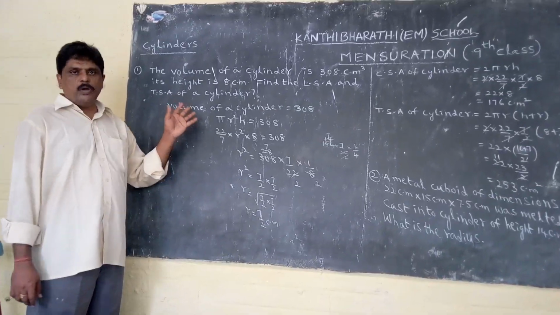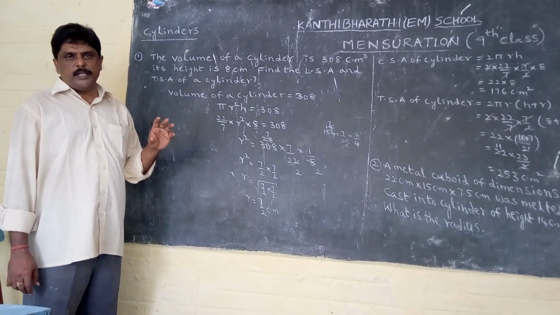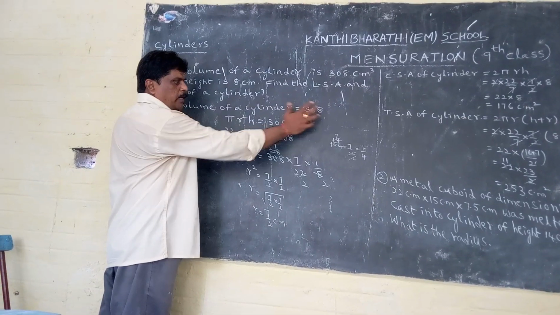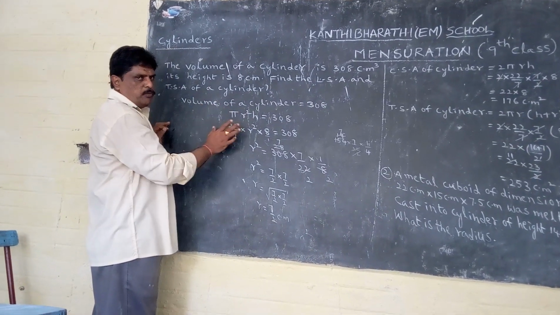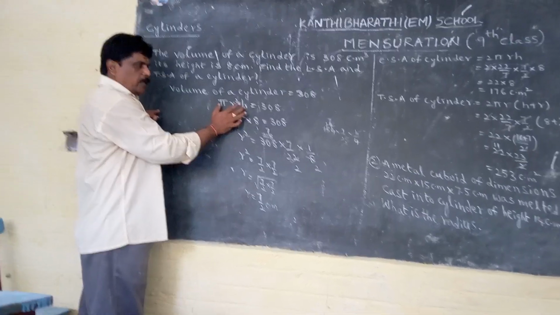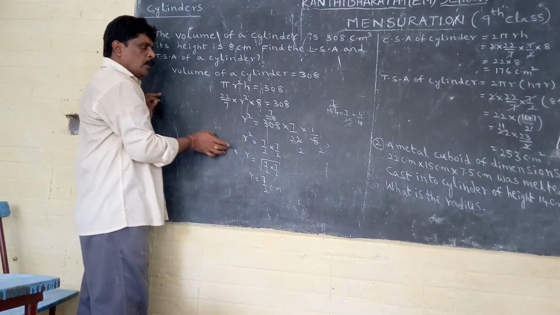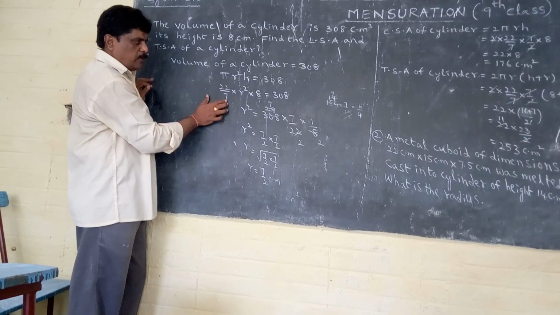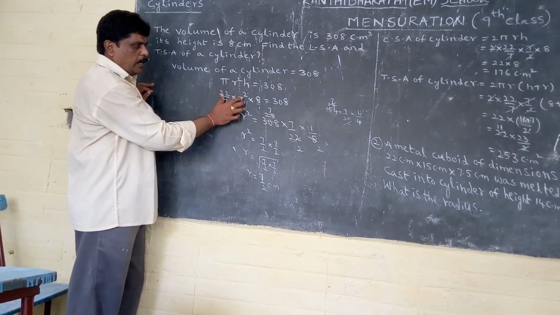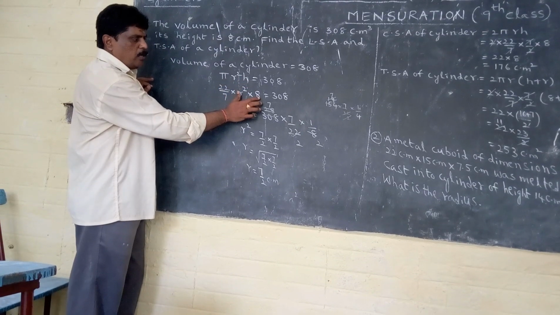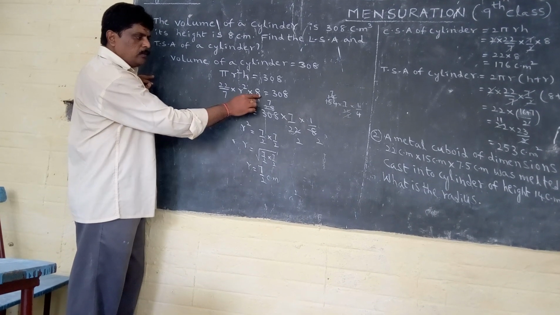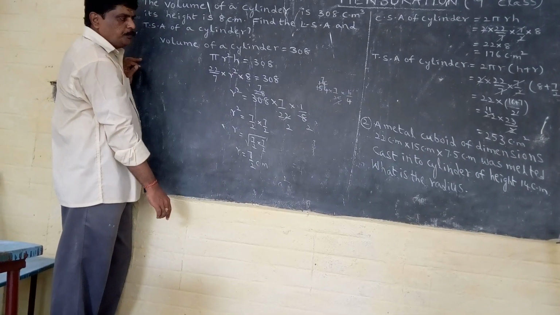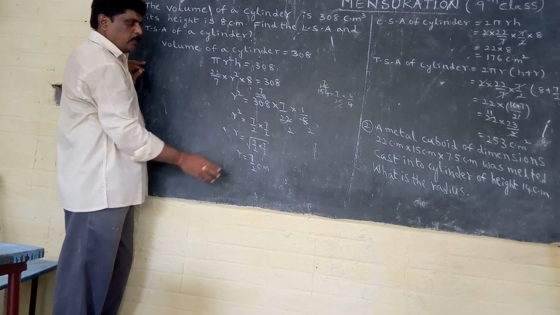What you already know is that the volume of a cylinder formula is pi r square h. Here the volume of the cylinder is given as 308. So pi r square h is equal to 308. You know the value of pi, that is 22 by 7. So put the value 22 by 7 here: 22 by 7 into r square into h, where the value of h is 8. Here there is no value in the denominator, so we put 1 in the denominator. That is equal to 308.